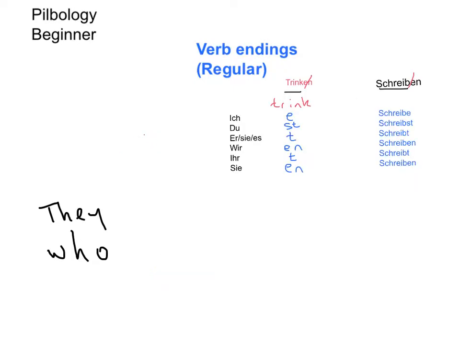One of the most common corrections that needs to be made with German is when you come across these two words here, they and who, because people oftentimes aren't sure which form of the verb to use. Now, in the case of they, it would be sie. But how does that actually work? Well, they is a plural.